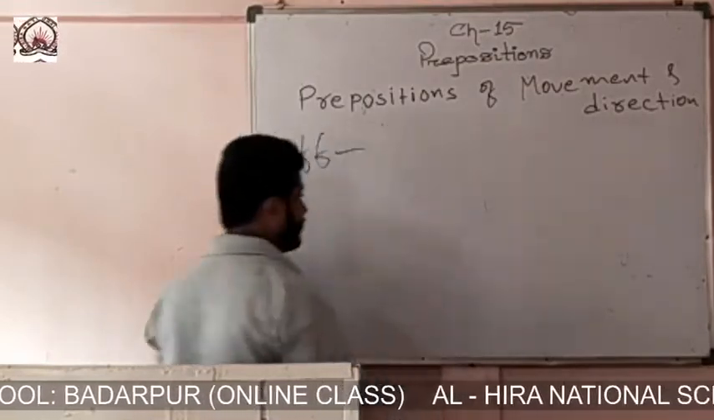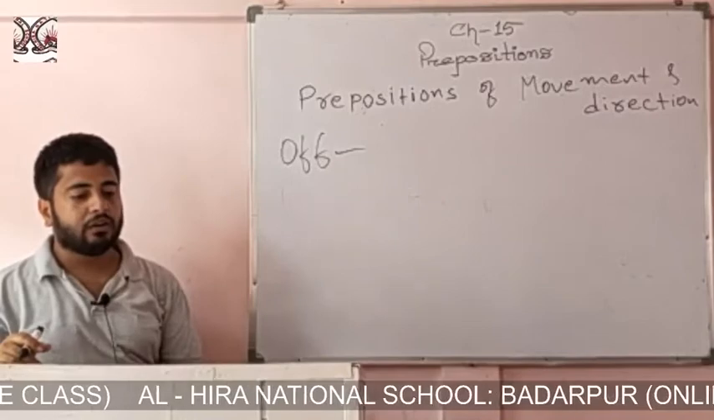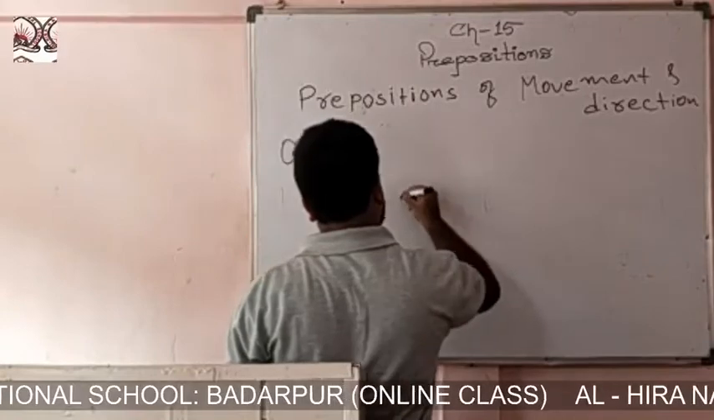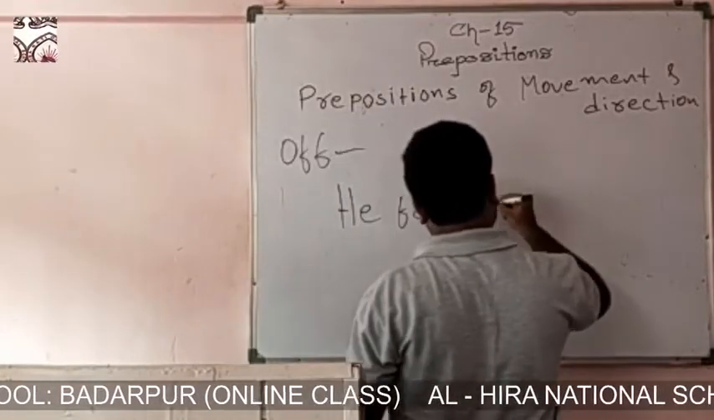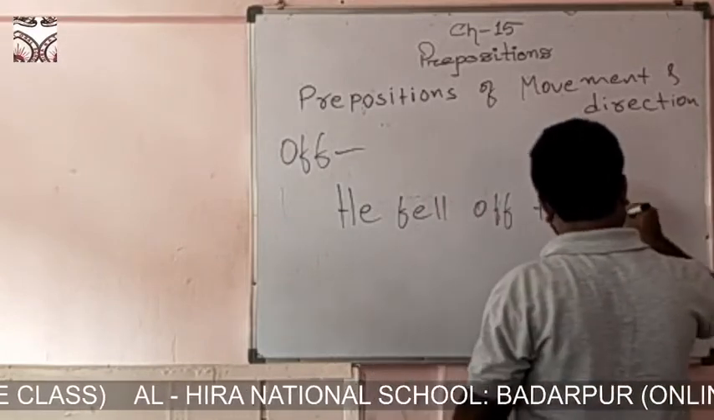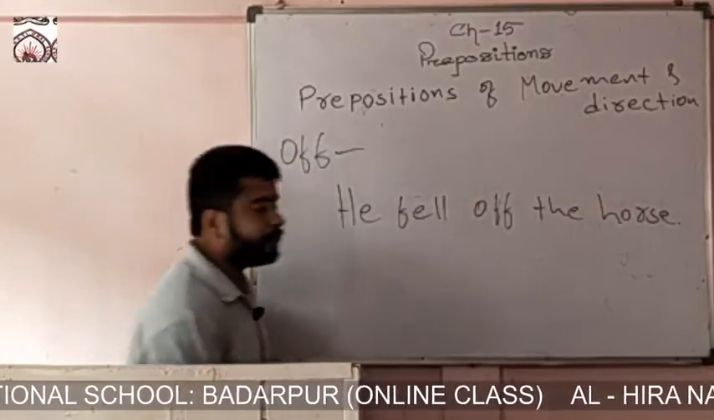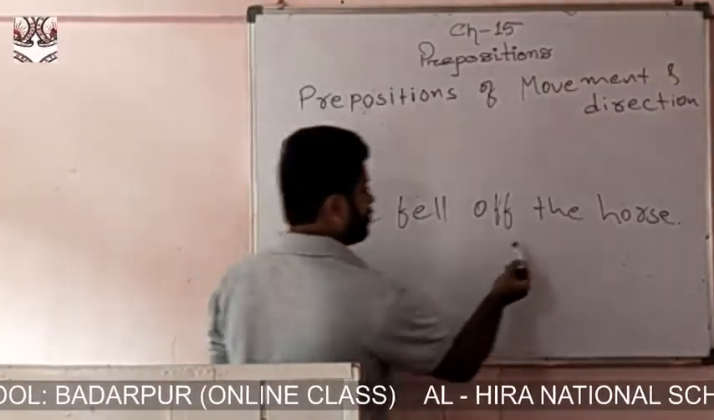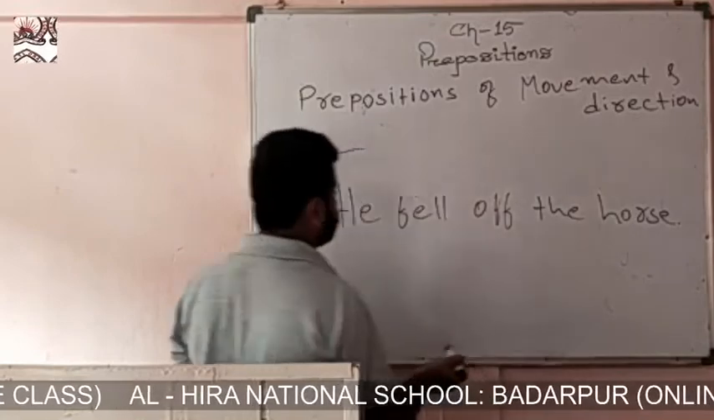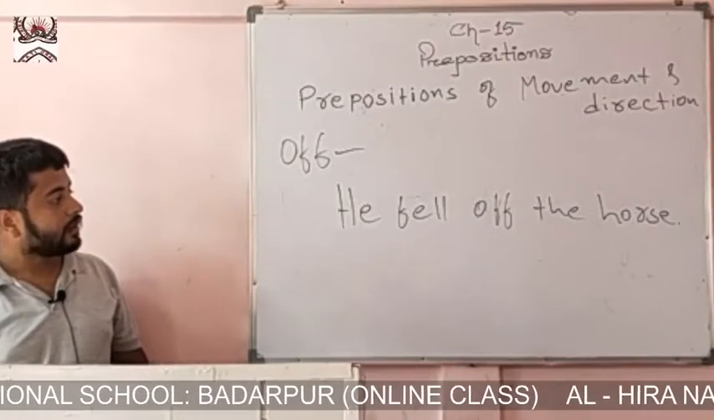Off indicates separation from something. That means he fell off the horse. For example, he fell off the horse. So off indicates separation. He was sitting on the horse and he fell down. So it is indicating separation, so we will use off. He fell off the horse.